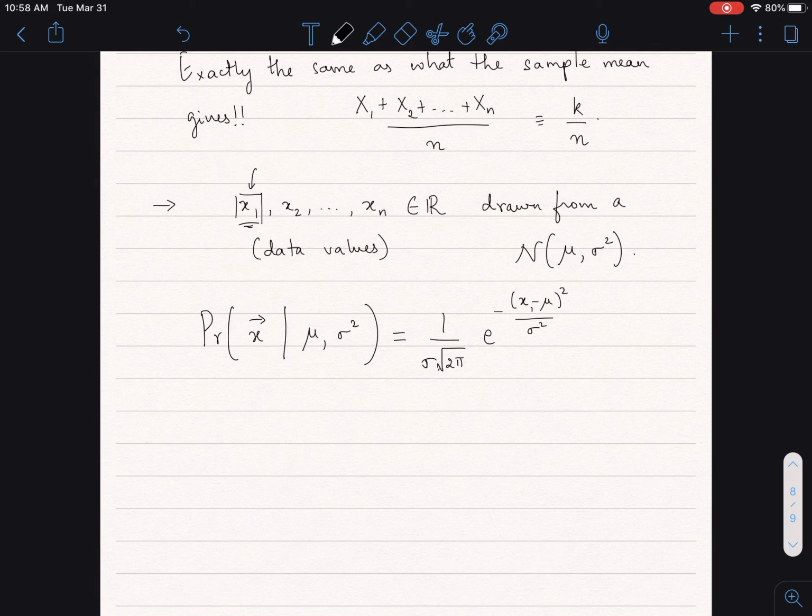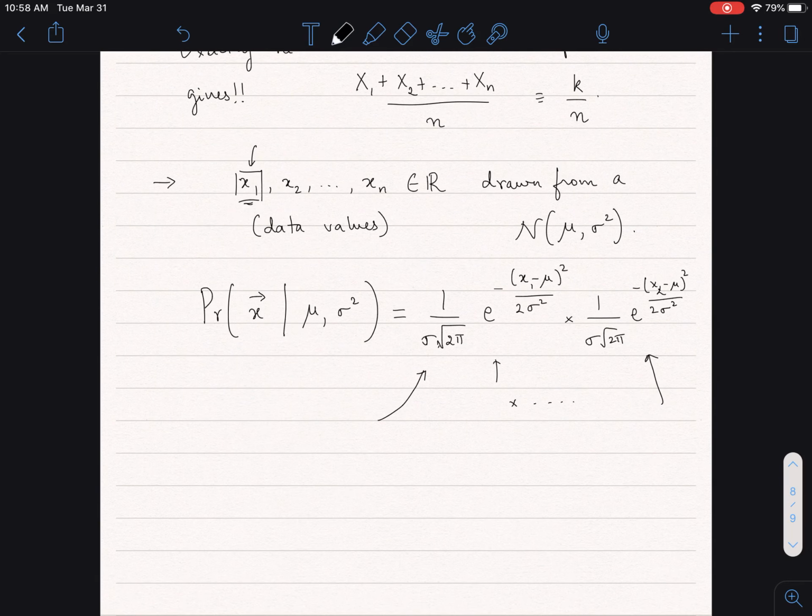This was for x1. Okay, you have to multiply this by the same thing for x2, 1 by sigma root 2 pi e to the minus (x2 minus mu) whole square by sigma square, maybe there was a 2 also, okay, and so on. And you have to multiply all of these quantities, right? So this is the probability of seeing the first point, this is the probability of seeing the second point, and so on.